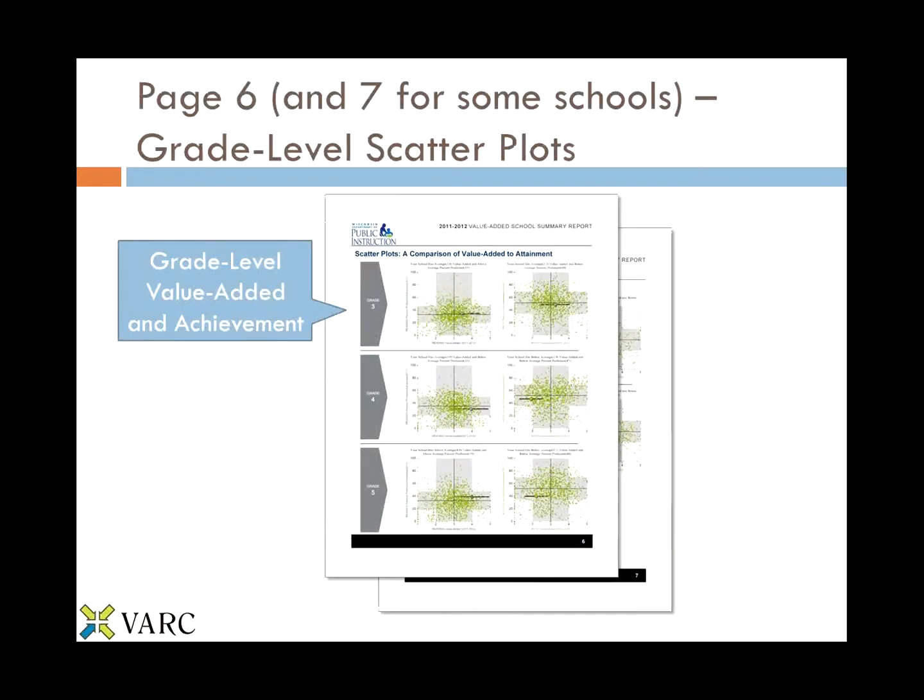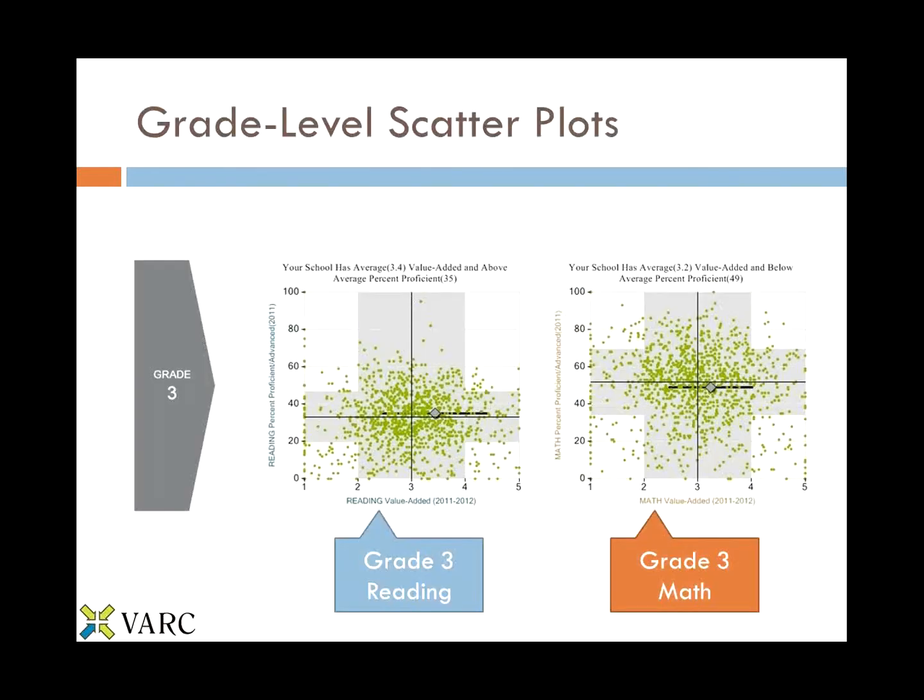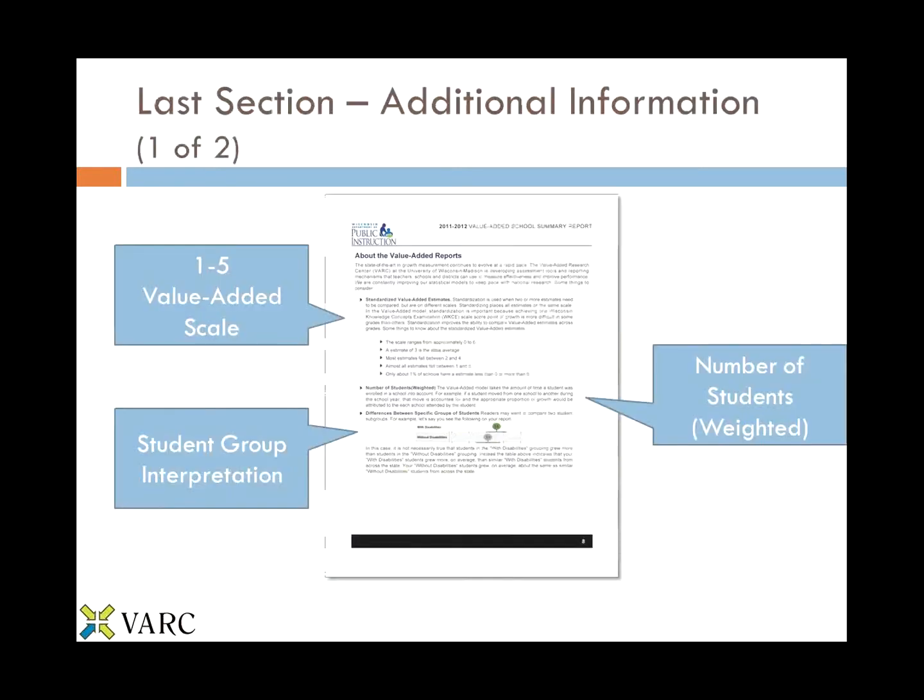We also have grade level scatter plots for you. Depending on the grade span at your school, that might be 1 or 2 pages worth. We have reading on the left column and math on the right column for those grade levels. On the back page, we have some additional information that might help you think about what we're controlling for and other things. We've explained the 1 to 5 value-added scale. State average for similar kids is 3, and then we have some information for you about where schools fall on that scale.